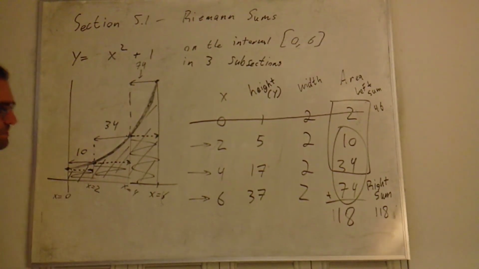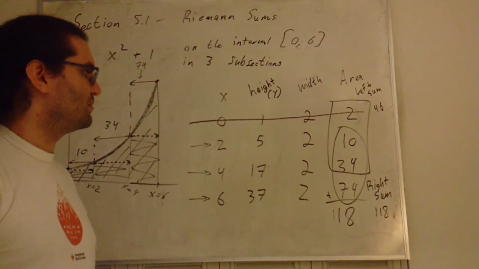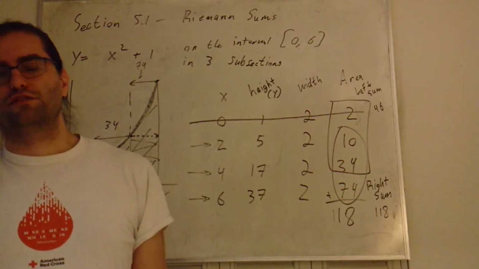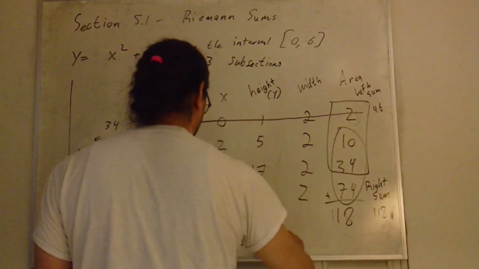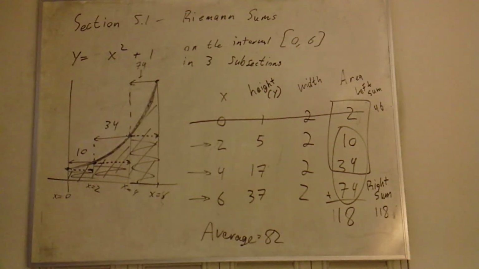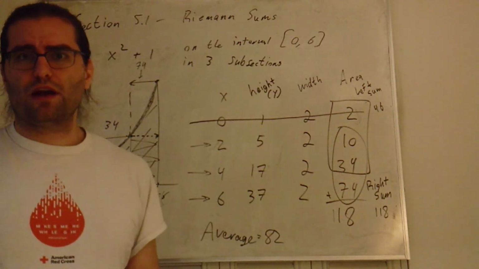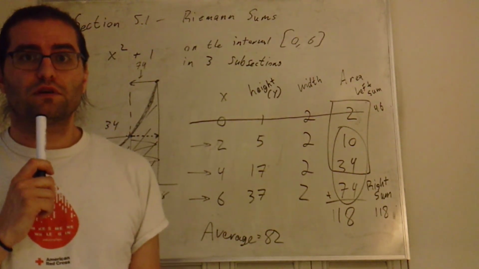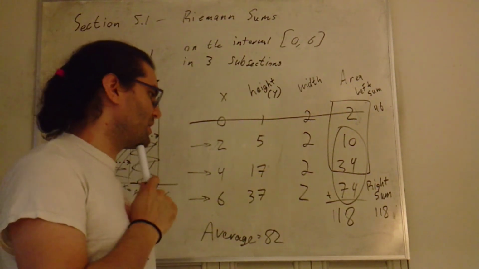but not very much. So the average of 118 and 46 is going to be well, the sum should be 150, 164. So the average should be about 82. So the area beneath this curve between 0 and 6 is probably about 82. And that's an approximation. It's not a bad approximation. The question then becomes, how can we make it better? What if we want a better approximation than 82?